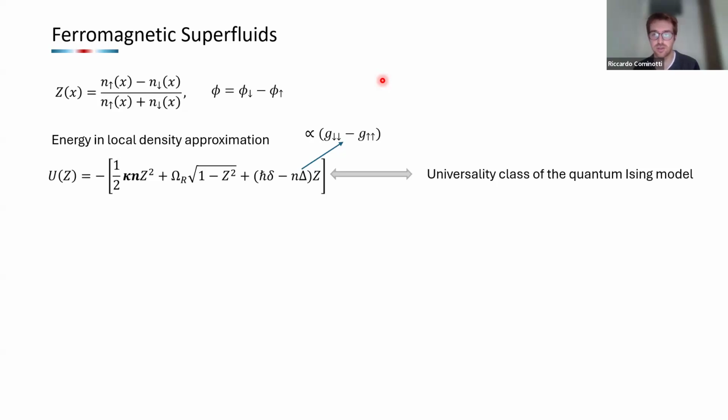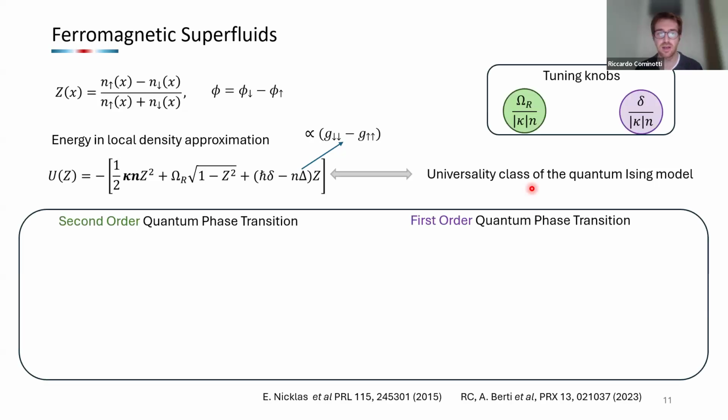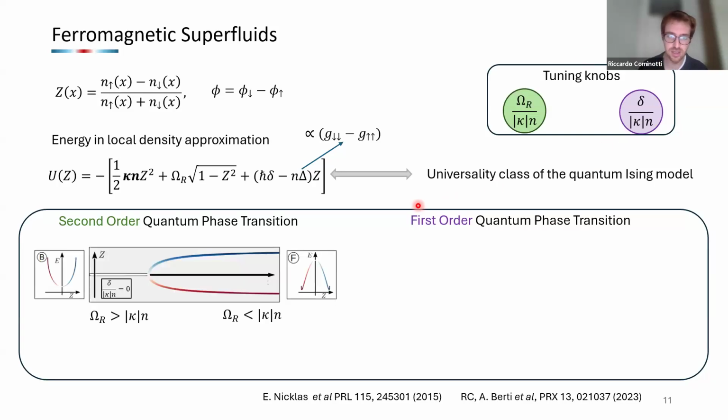Now, what is interesting is that this energy functional is very close to the Hamiltonian of a transverse field Ising model, or quantum Ising model. Indeed, at the mean field level, the two systems share the same universality class. And this is an important element because being in the same class of the transverse field Ising model means that we have access to two quantum phase transitions: a second order quantum phase transition, which we can explore with our first tuning knob, which is the ratio between the Rabi frequency and the spin interaction energy, and a first order quantum phase transition, which can be tuned by varying the detuning.